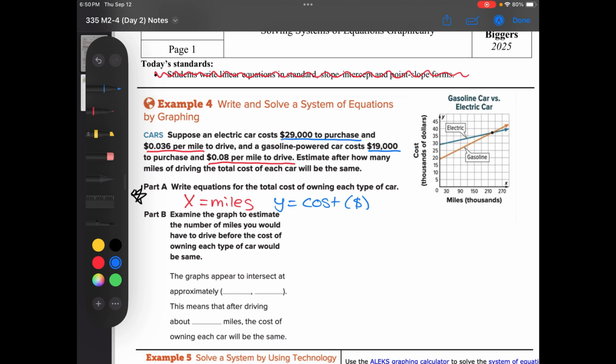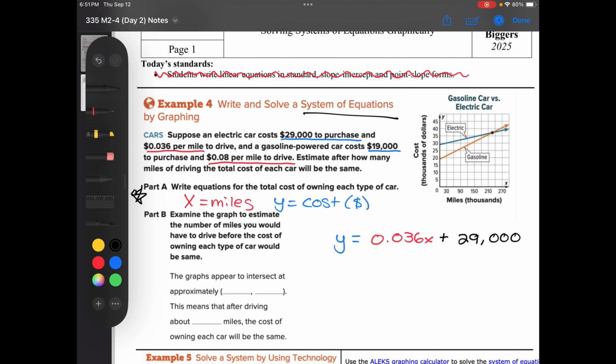Writing an equation, we have to write two of them, so we have a system of equations. We have an equation for an electric car. The total cost, y, is equal to 0.036 per mile, added to the initial cost that we had, which was $29,000. So that is an equation for the electric car.